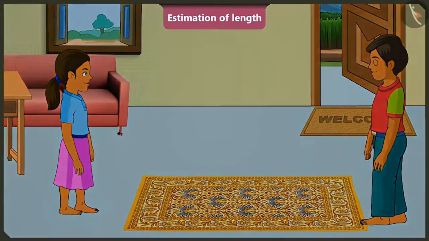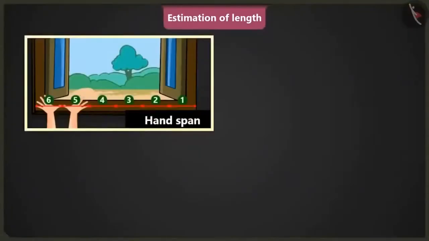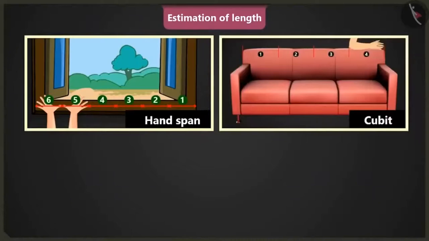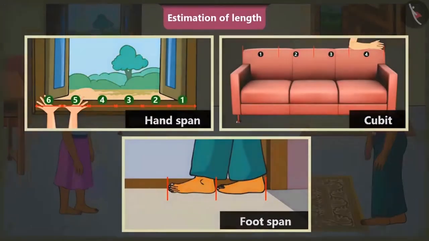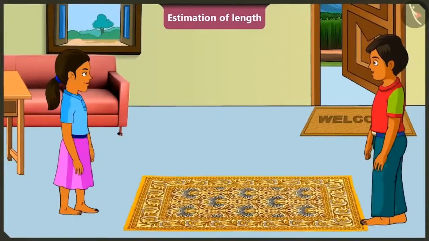Yes, now I understand that hand span, cubit, and foot span, these units are not always the same. Yes, and always keep in mind that these units are not correct because everyone's measurements are different.